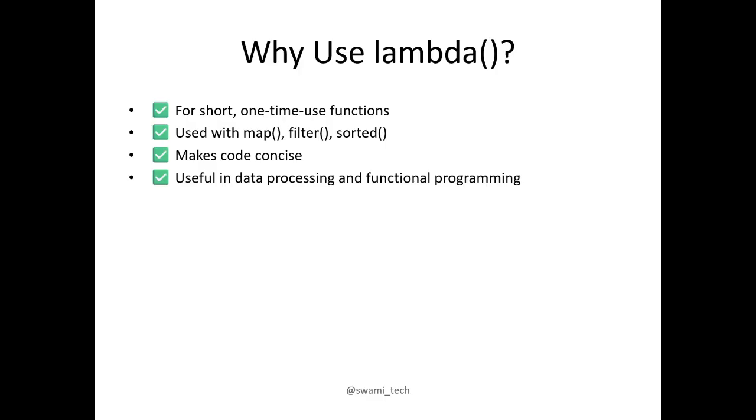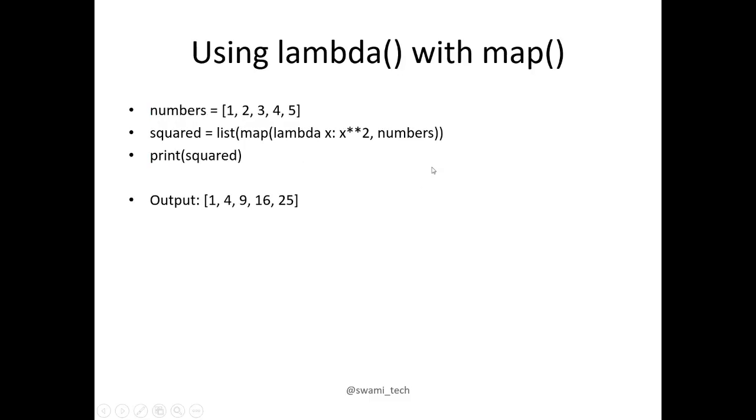We can wonder why we have to use a lambda function when we already have functions that can be defined. Well, lambda functions are perfect for short, temporary, or one-time use functions. They are commonly used with functions like map, filter, and sorted, and they make your code shorter and cleaner. So let's see some examples.